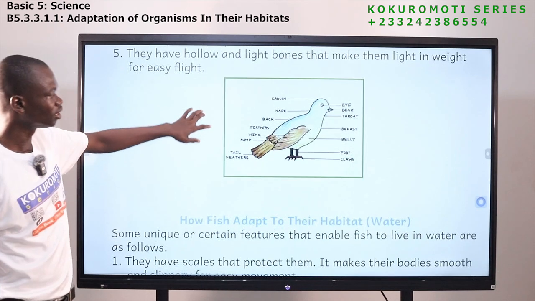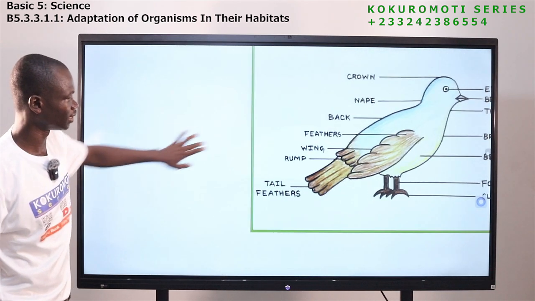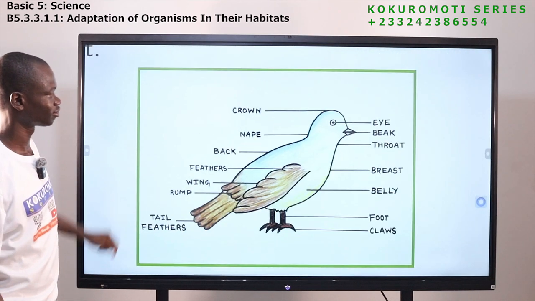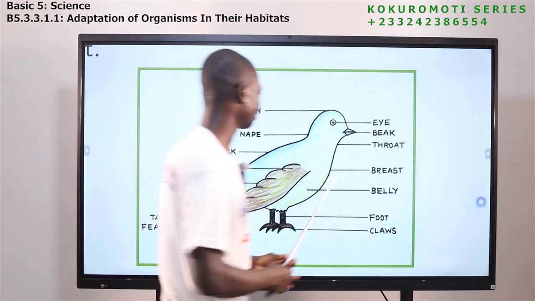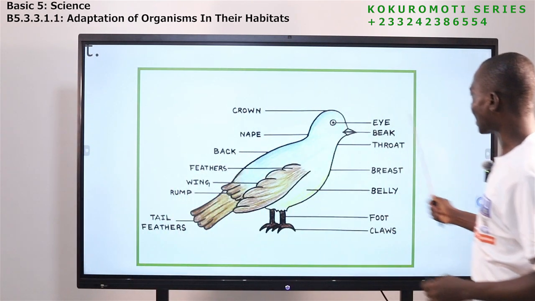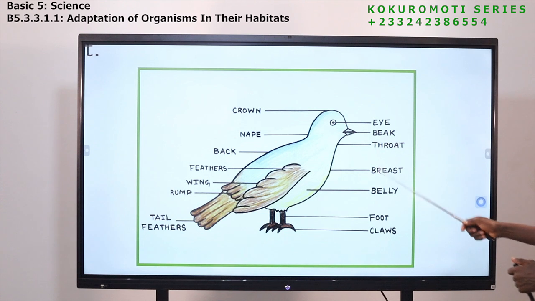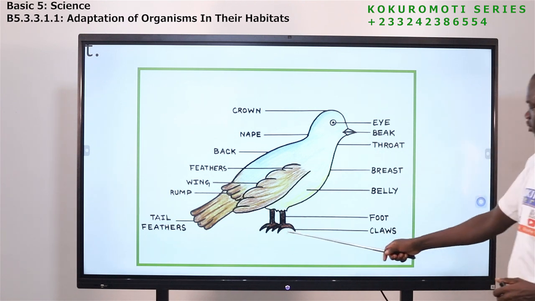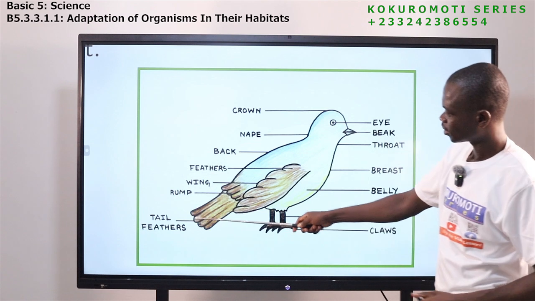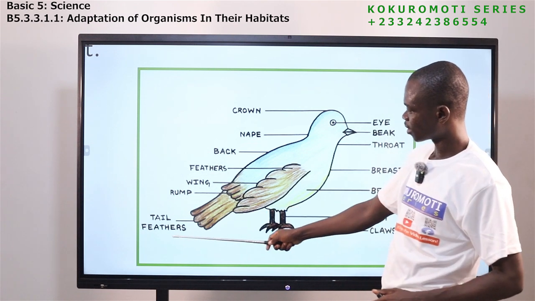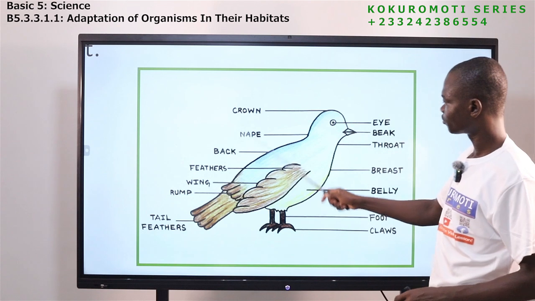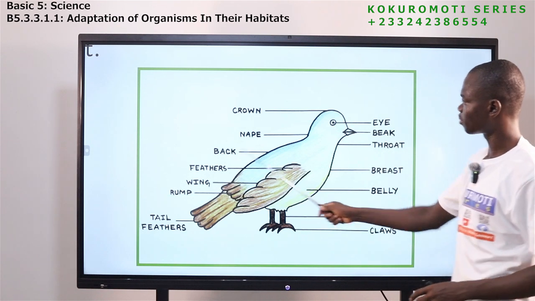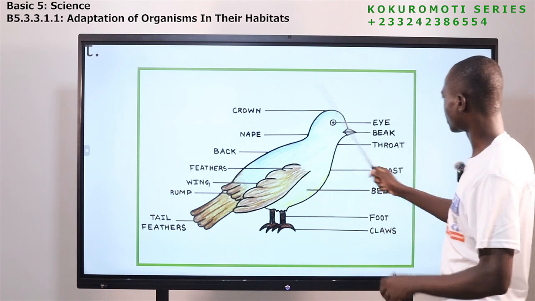Okay. We have the bird here. Let's look at it. So these are the parts. This is the eye, the beak is here, the throat, the chest, this is the belly, this is the foot, these are the claws, this is the tail, we have feathers here, we have the wing, feathers, the back, the nape, and the crown.